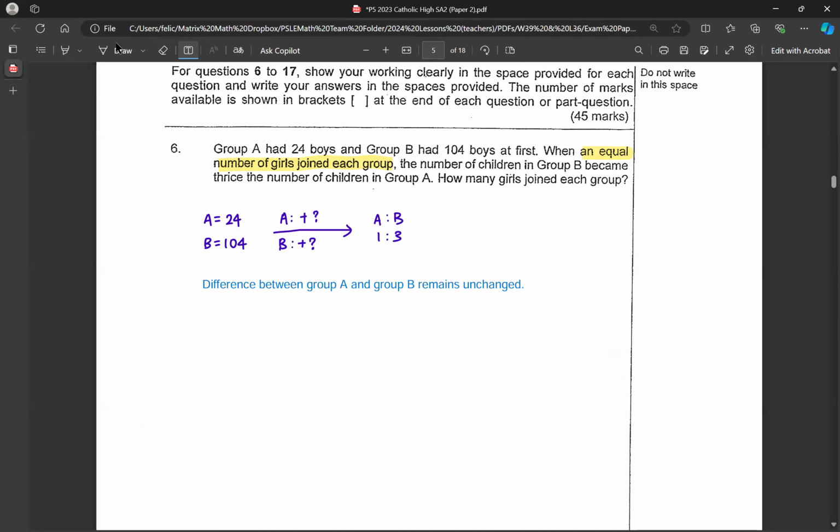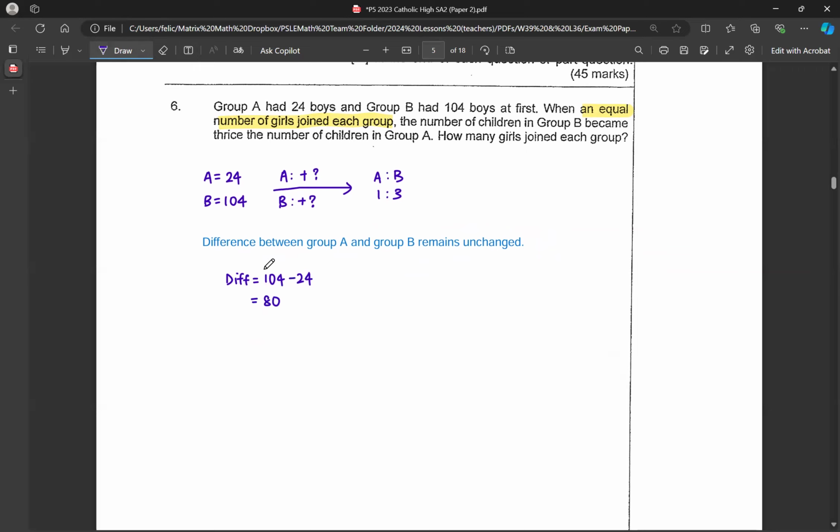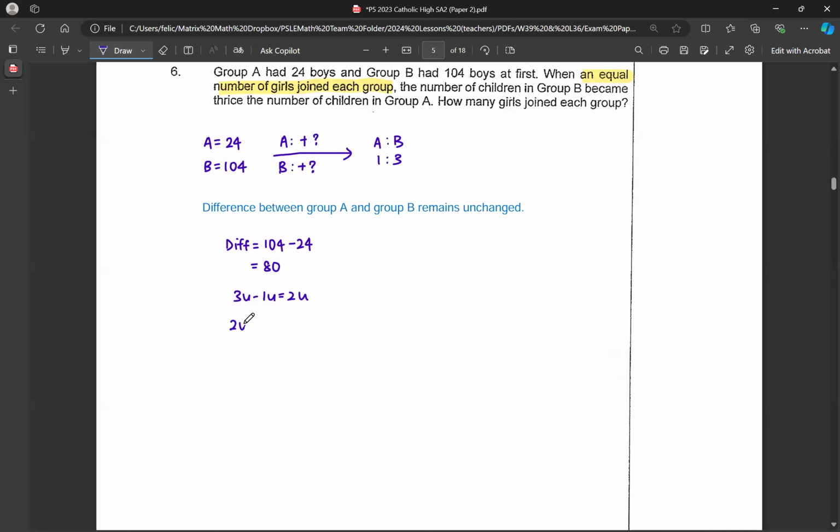Right? So in other words, I can work out the difference between A and B. So let's do that. So the difference of 80 people means if I look at the units 3 and 1U, the difference of 2 units. Right? So now I can say 2 units is the 80 people. So of course, work out 1 unit.